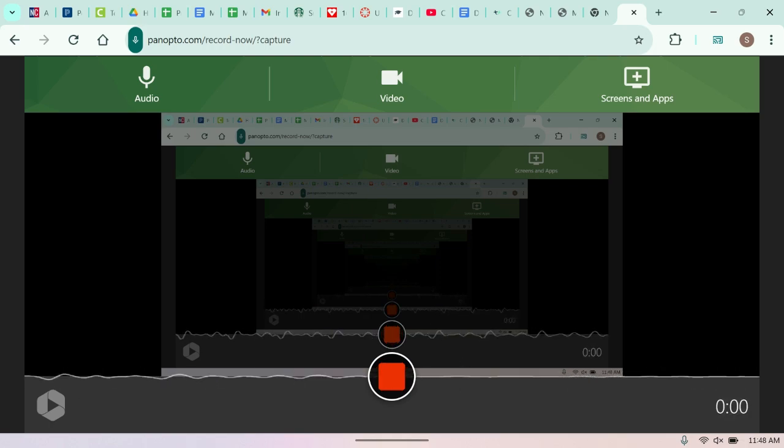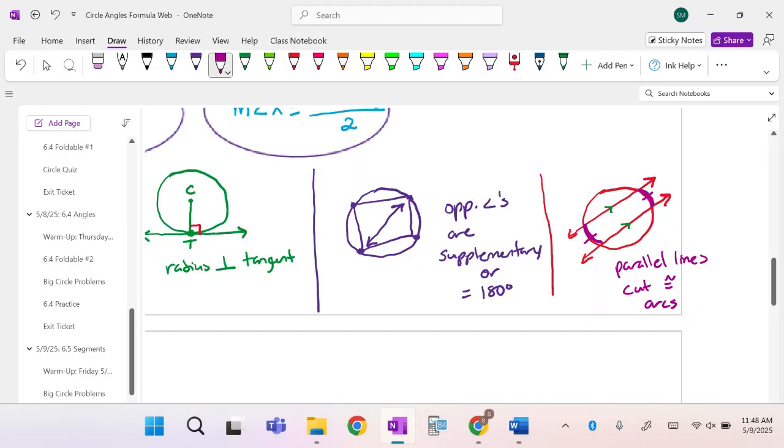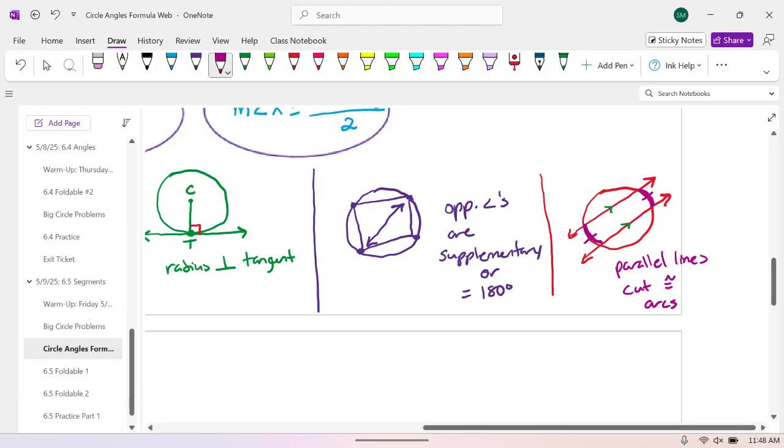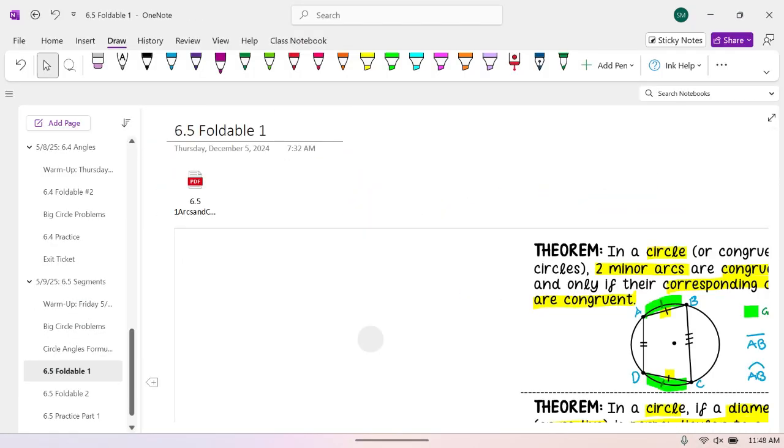Talking about angles within circles. Now we're breaking away from angles and doing segments in circles and their properties. For the past couple of days, we've been focusing solely on angles. We are breaking away from that and now looking solely on segments.